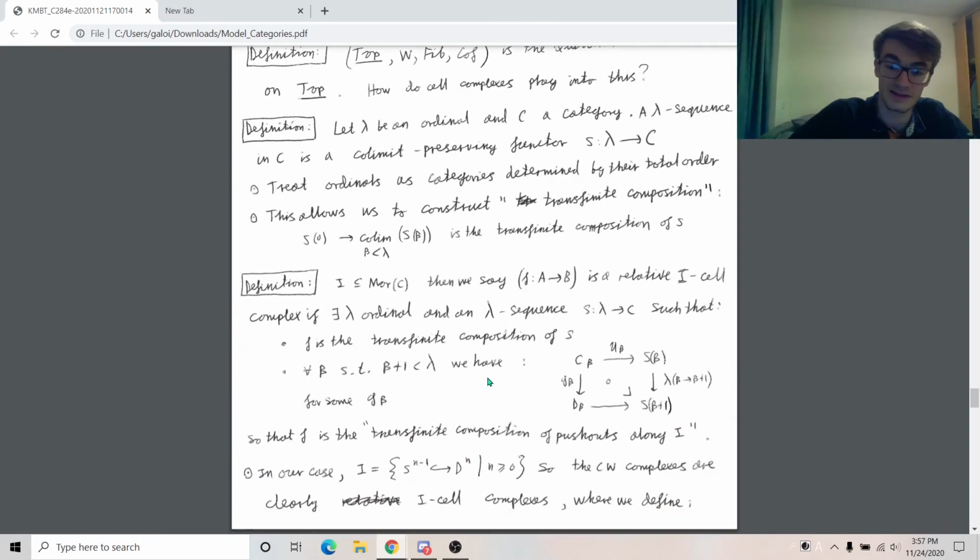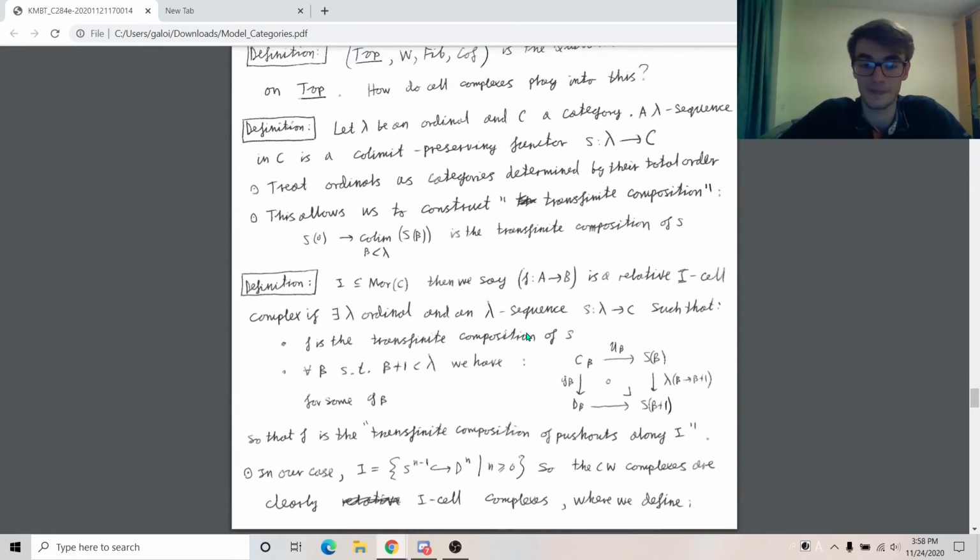And now we can define a relative I-cell complex. If I is a class of morphisms, then we say a map F is a relative I-cell complex if there's an ordinal lambda and a lambda sequence S, so that F is a transfinite composition of S, and for any beta, where beta plus 1 is less than lambda, we have a square which is a push-out square. So the consecutive maps showing up in the diagram are push-outs by maps g_beta in I.